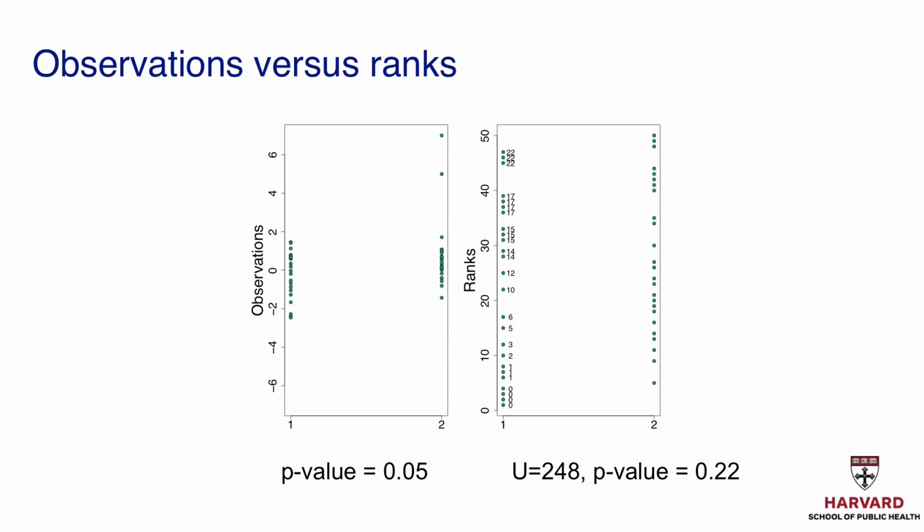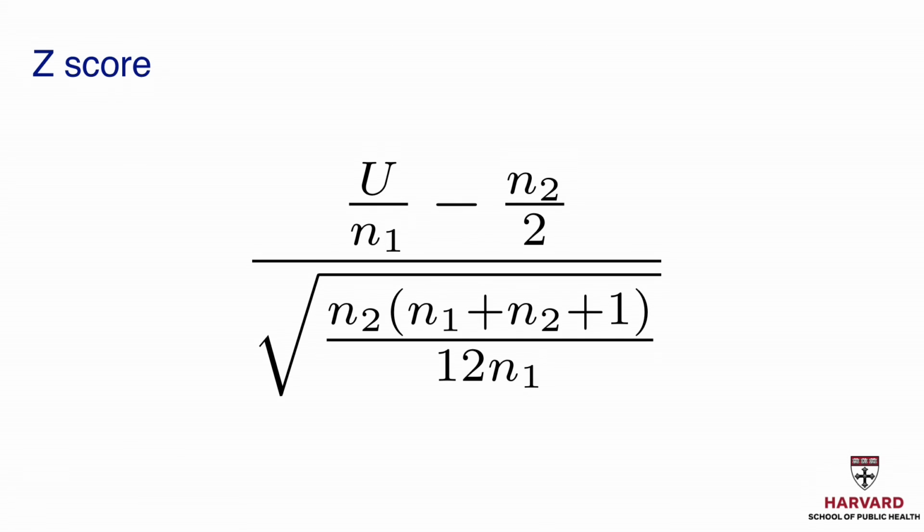But we will explain how you can construct a z-score for this sum of rank statistic. Here's how you construct the z-score. So you take that sum, which is usually denoted with a U, and you divide it by the size of that group, n1. So this is basically the average rank. Under the null, where the ranks are the same on both sides, that should be roughly about n2, the size of the other list, divided by 2. It should be around the middle.